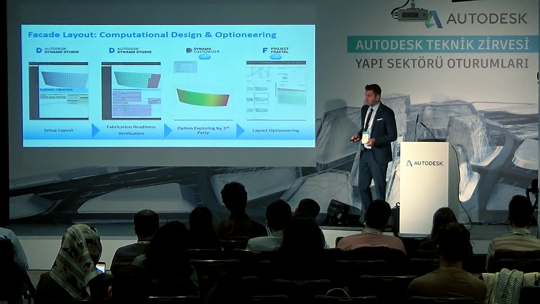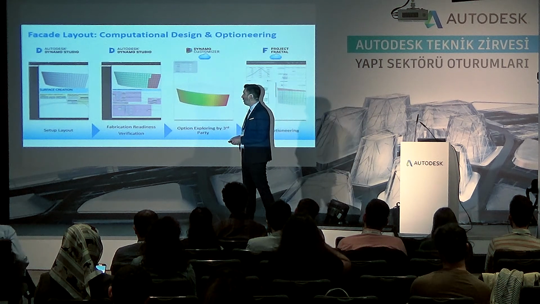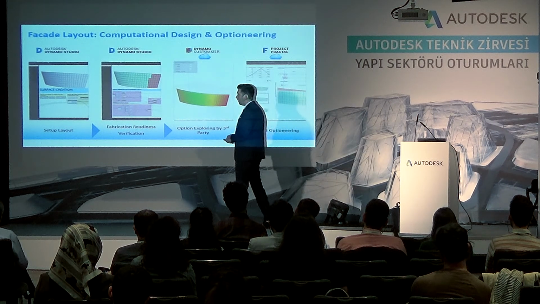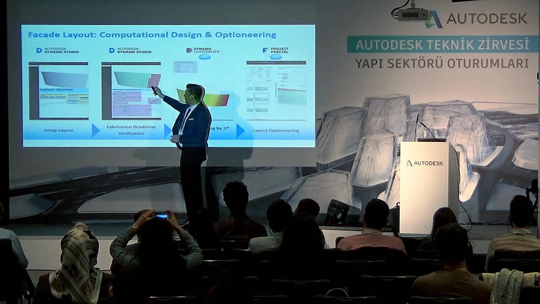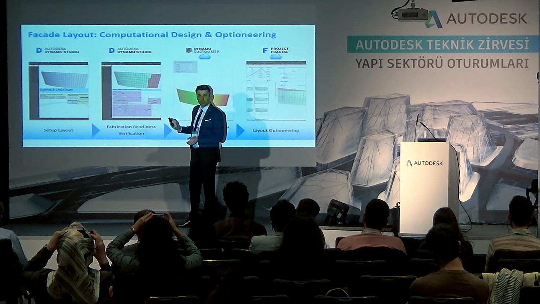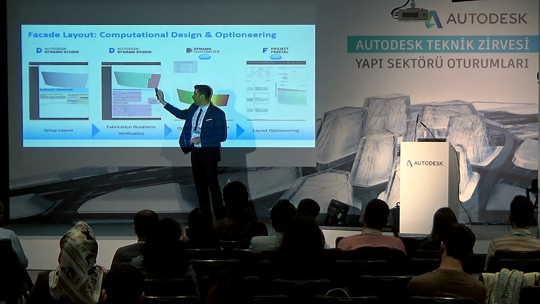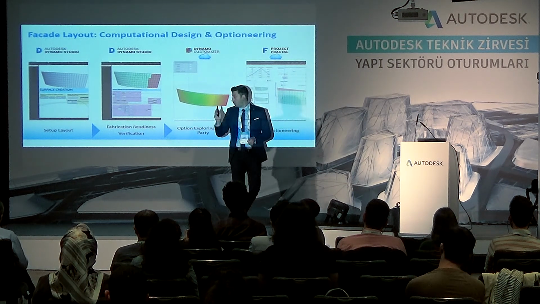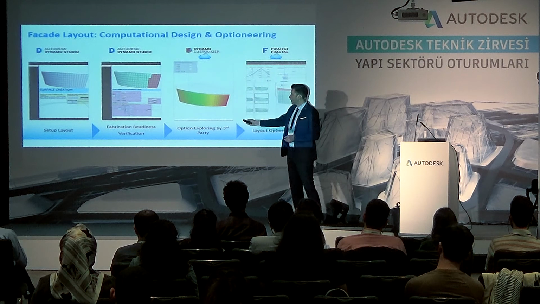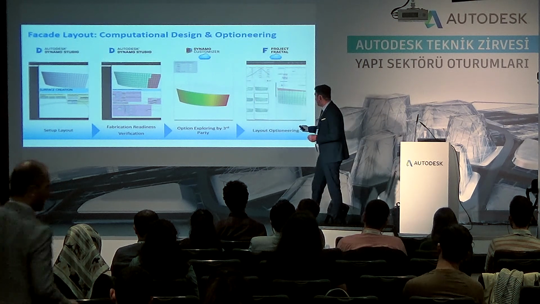So phase 1, facade layout. These are the steps. We will start with the setup layout. Then, using Dynamo Studio, we can check the fabrication readiness. So basically, we can have different color codes for panels that are easy to fabricate, panels that are not so easy to fabricate. And we can decide what are those parameters that decide that a panel is not easy to fabricate. So we have full control over that. Another way is to use Dynamo Customizer, so we can explore different options. And we can use Project Fractal for layout optioneering.